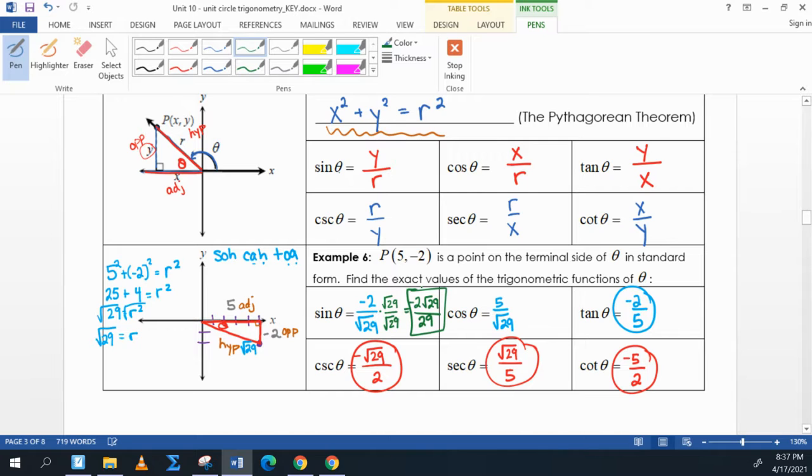Okay. Same thing here, just multiply. I'm going to multiply by the square root of 29 over the square root of 29. And I have 5 square roots of 29, all divided by 29. And we're done. All right, that's a lesson. Good luck on the homework.